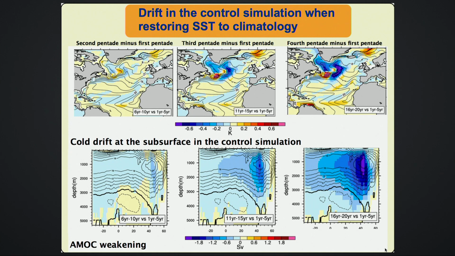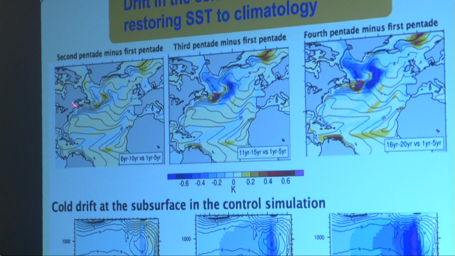And so here I'm showing results only from this control climatology compared to a free-running model where we don't restore anything. And what we find is at the subsurface, these are subsurface temperature anomalies averaged between 50 meters and 200 meters, we have a cooling that appears when we restore the model to its own climatology. I'm showing here 5-year averages. This is the second pentad minus the first, etc., going to year 16 to 20 of the simulation.